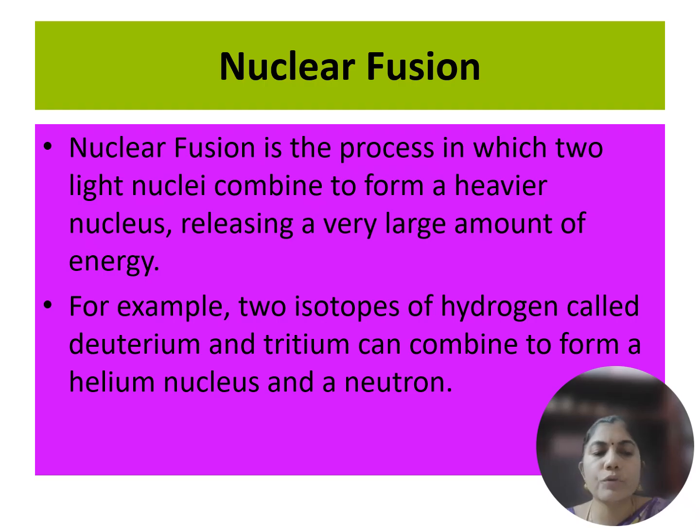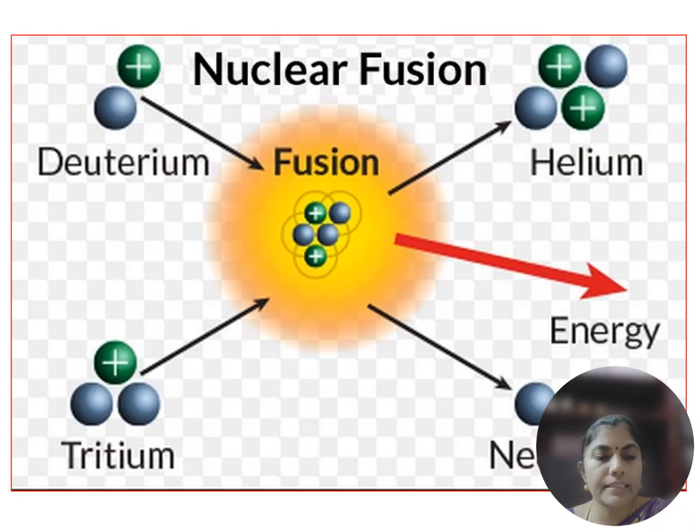Now, let's move on to nuclear fusion. Nuclear fusion is a process in which two light nuclei combine to form a heavy nucleus, releasing a very large amount of energy. For example, two isotopes of hydrogen called deuterium and tritium can combine to form a helium nucleus and a neutron. During this process, a huge amount of energy is released. Nuclear fusion is actually the opposite of nuclear fission. In fission, a heavy nucleus splits. In fusion, two light nuclei combine.